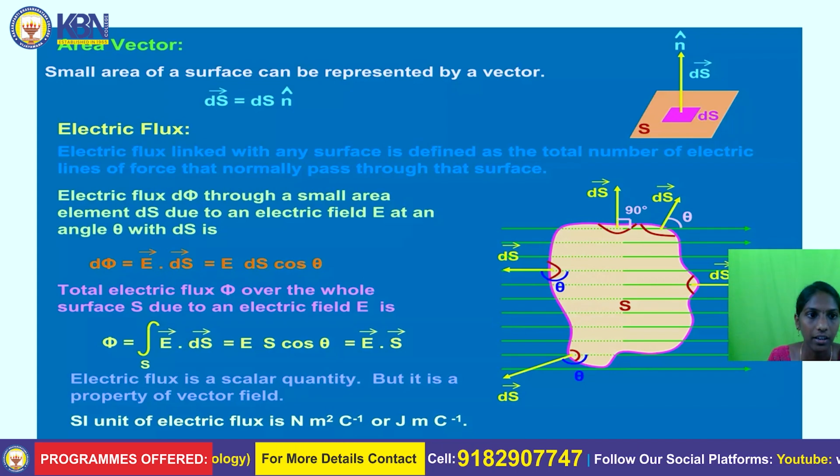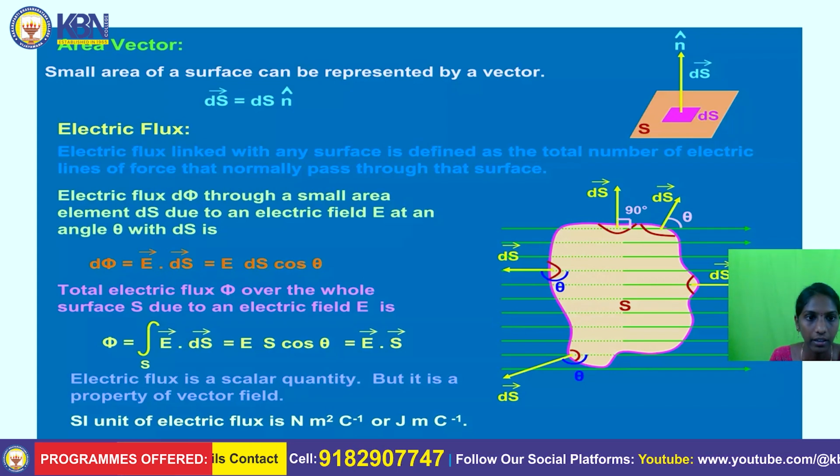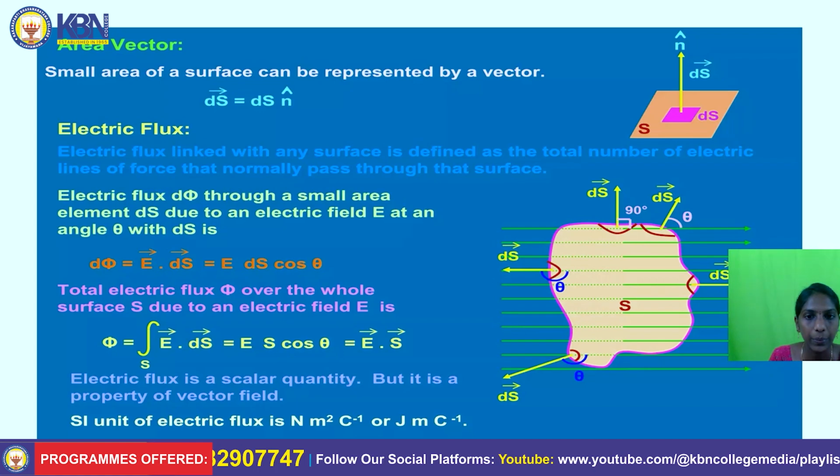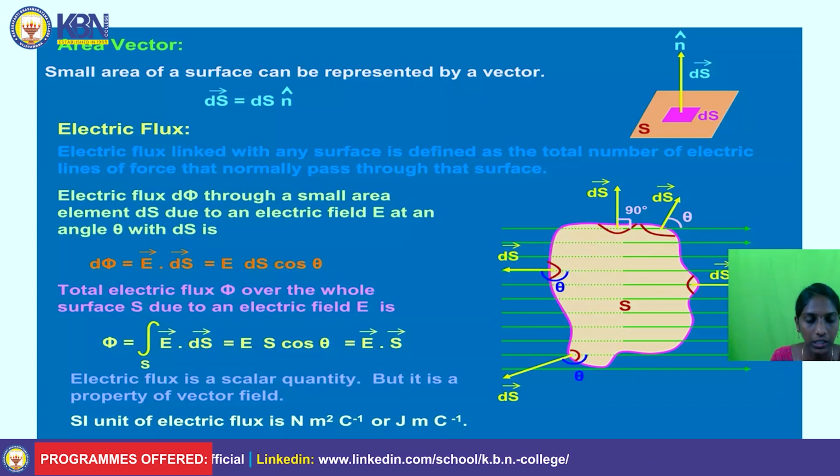Area vector. A small area of a surface can be represented by a vector dS equal to dS n cap. Electric flux. The electric flux linked with any surface is defined as the total number of electric lines of force that normally pass through the surface.